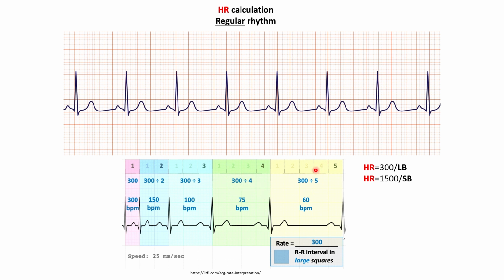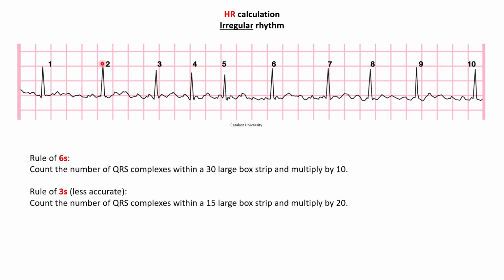Nevertheless, this was about large boxes, but what if you use the small boxes? The small boxes actually are more accurate. For example, in this case, I didn't count this one small box. But if you want to be detailed and precise, you will take 1500 divided by the number of small boxes between two QRS complexes, which is the RR interval, and you will get the exact, precise heart rate. Nevertheless, let's move on. Now, what if you have an irregular rhythm?